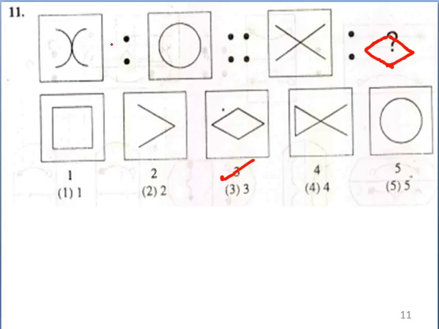Here what he did, once again look at here. He rotated here like this. This figure is rotated like this, and this figure rotated like this. So that is the reason you're getting a circle. Similarly, this we have to rotate like this. It means the figure will become like this. So option 3 is the answer.